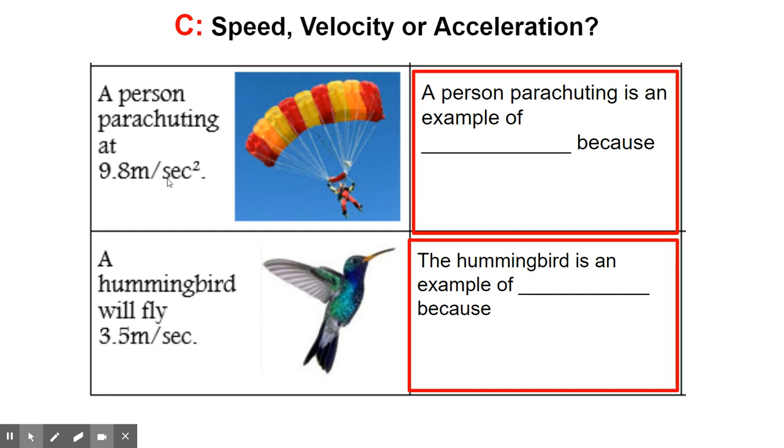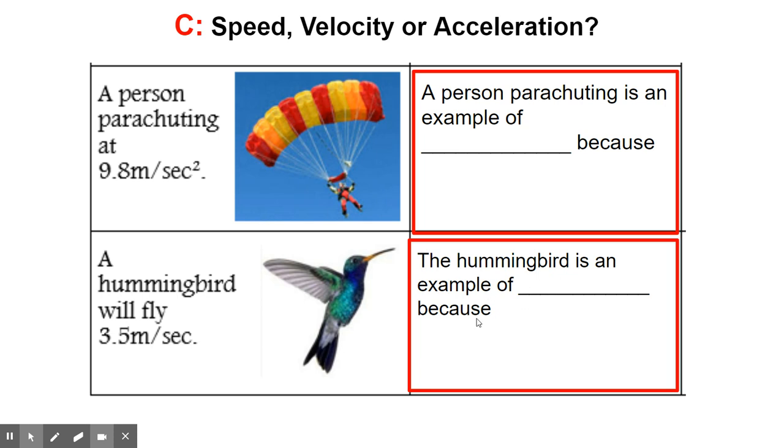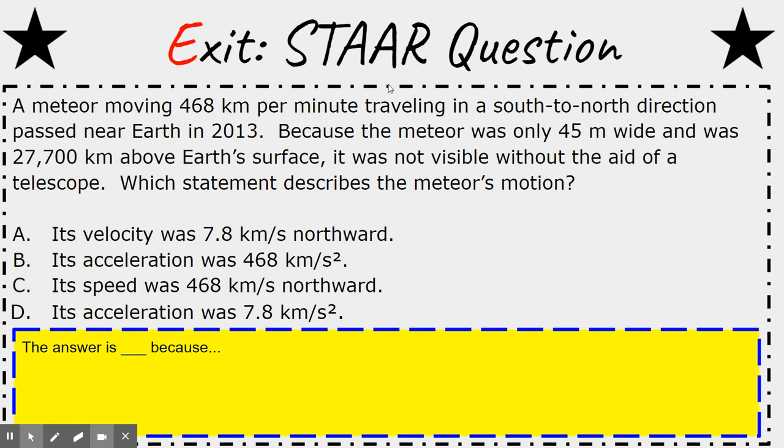A person parachuting at 9.8 meters per second squared. If we look at the units, meters per second squared, this is an example of acceleration. A person parachuting is an example of acceleration because of the units meters per second squared. A hummingbird will fly 3.5 meters per second. So 3.5 meters per second, that's just an example of speed. The hummingbird is an example of speed because of the units meters per second.